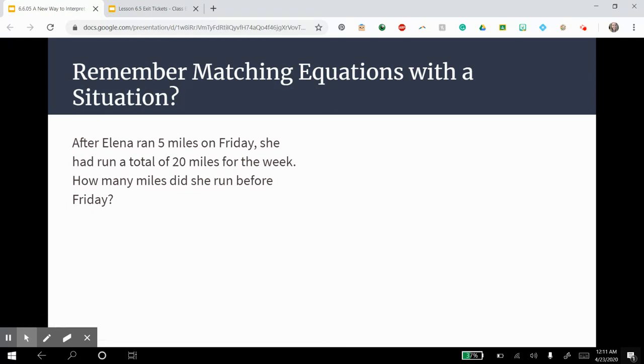Okay, after Alina had run 5 miles on Friday, she had run a total of 20 miles for the week. How many miles did she run before Friday? So this is kind of like that problem that I gave you in the exit ticket about the articles, right? Monday through Thursday, she ran some miles. I don't know how many. Then Friday, she ran 5. Something plus 5 is equal to 20. But they used a variable.